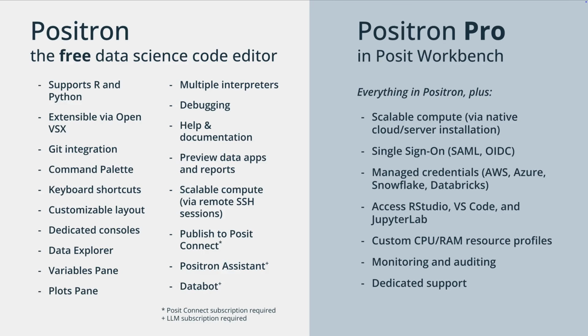With Positron Pro, you get the same data science development experience you know and love from the free version of Positron. You also get to benefit from the capabilities built into Posit Workbench, our professional data science workbench that includes Positron, RStudio, VS Code, and Jupyter Lab. Things like single sign-on, managed credentials for accessing enterprise data in AWS, Snowflake, or Databricks, scalable and customizable compute, monitoring and auditing tools for IT and compliance, and dedicated support from Posit engineers when something goes wrong.